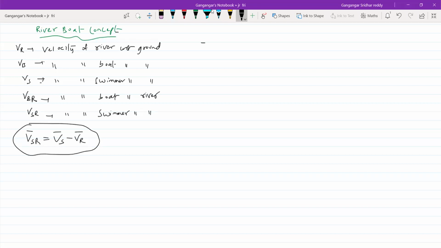Now, what is everything? So there's a bank, and there's another bank. At point A, I'll start. At t equals 0, the starting point will be this one. Where I begin from the bank, I have to cross the river. So the swimmer or the boat will start from this particular bank.